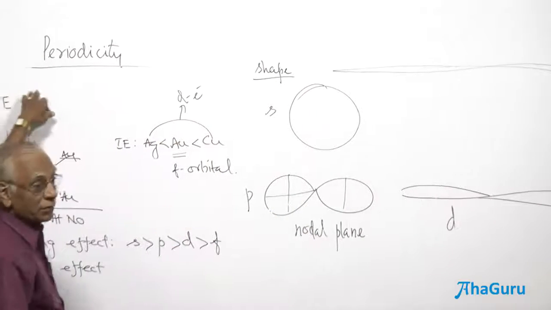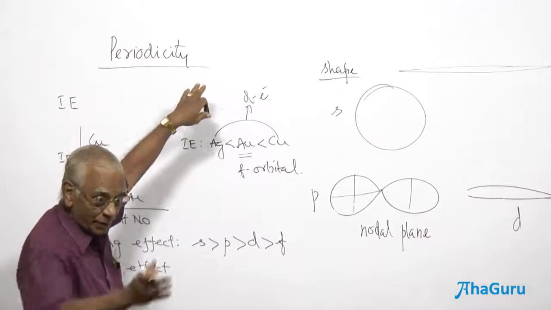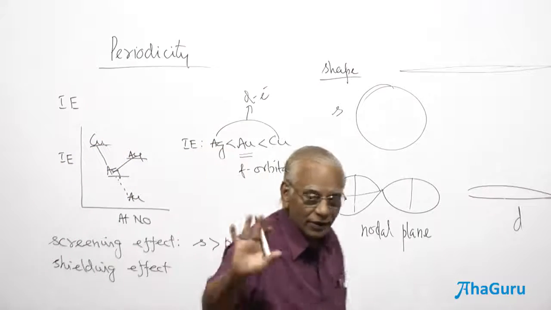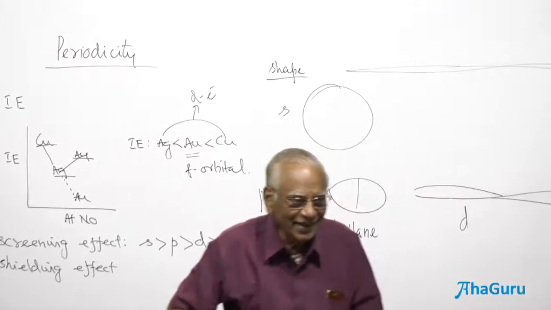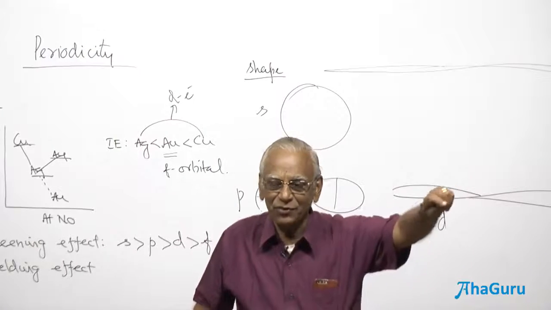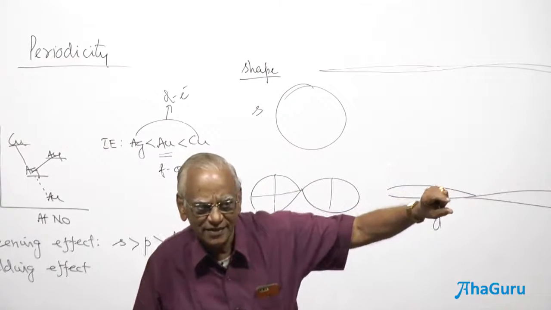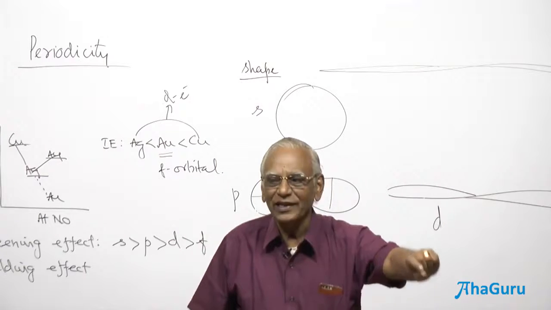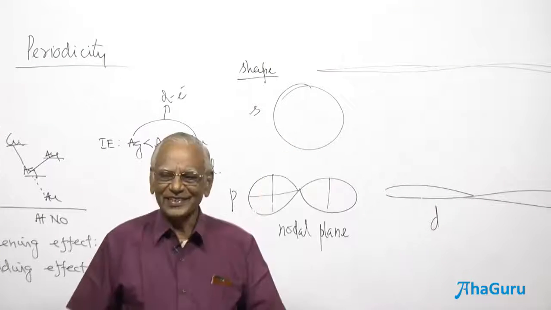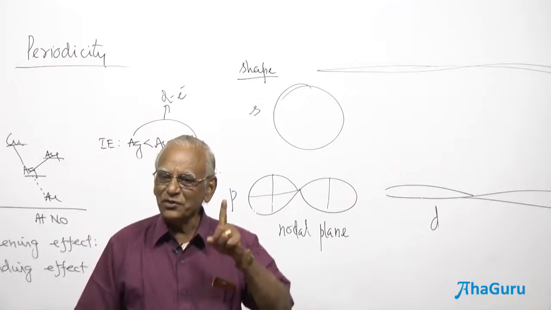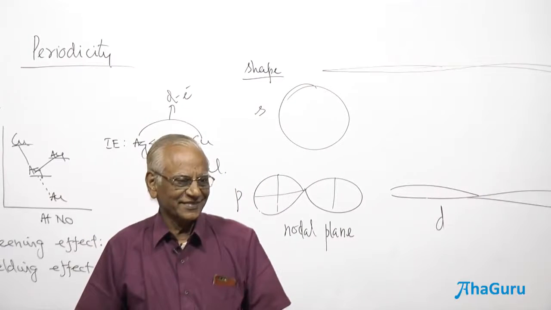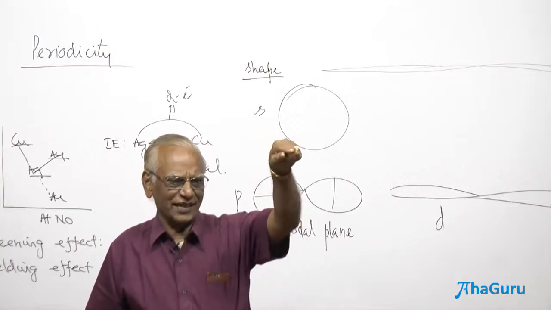Why lithium, beryllium? Complete it. Wait, she is doing it. Carbon, nitrogen, oxygen, fluorine, what happens to the size? Decreases. Why should the size decrease? Effective nuclear charge, what is that? The attraction by the nucleus towards an individual electron.